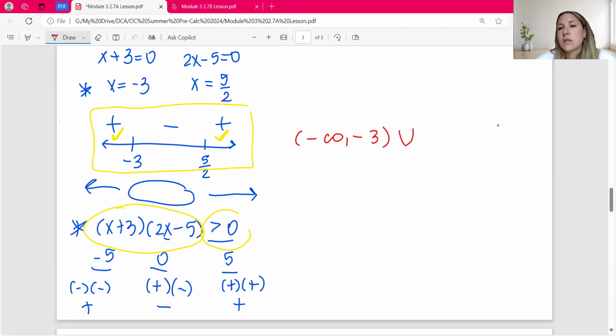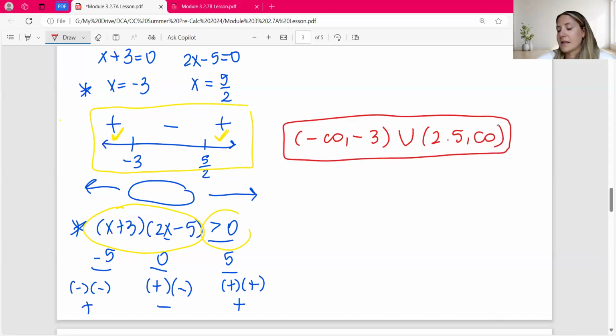And then we use the union symbol. Or my answer could be from 5/2, 2.5, to infinity. And that's my interval notation, that's my answer. If we want to write my answer on a number line, I'll have -3 and then 2.5. And we'll have a parenthesis for everything less than -3, and then that parenthesis again for everything greater than 2.5.